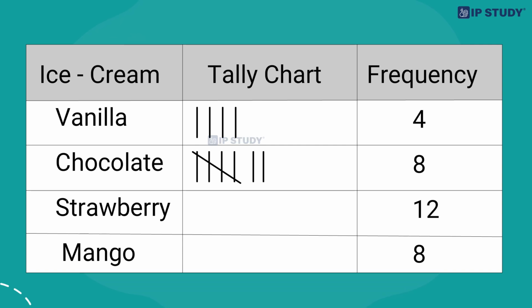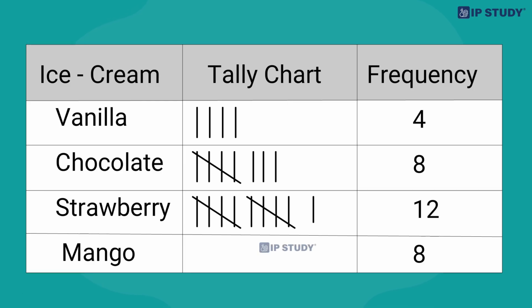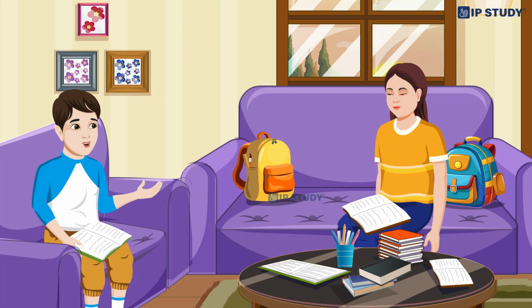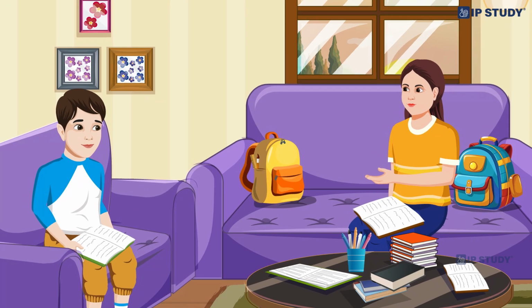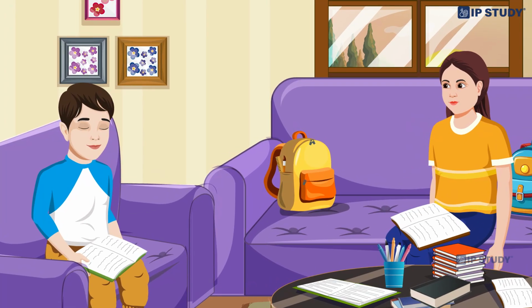Then 6, 7, 8. Strawberry, 12 votes. 1, 2, 3, 4. Cross for 5. 6, 7, 8. Cross for 10. Then 11, 12. Mango, 8 votes again, just like chocolate. That makes counting so easy. That's the magic of tally charts.